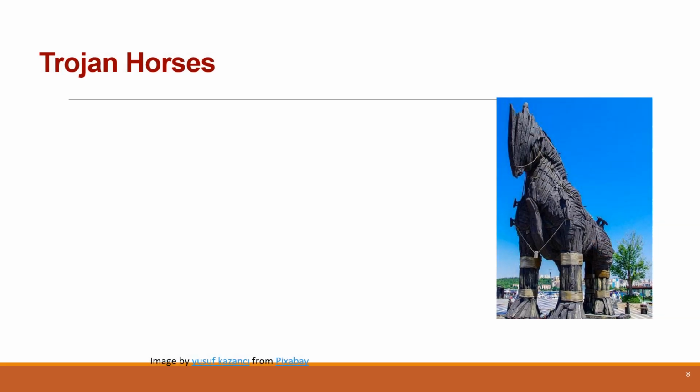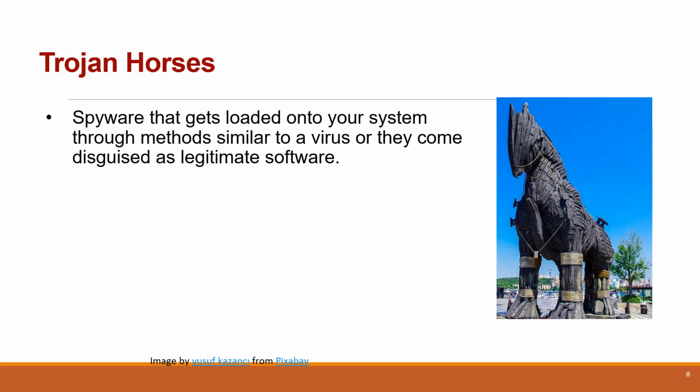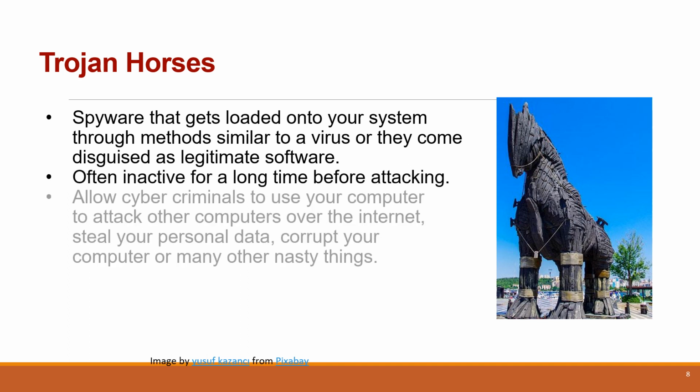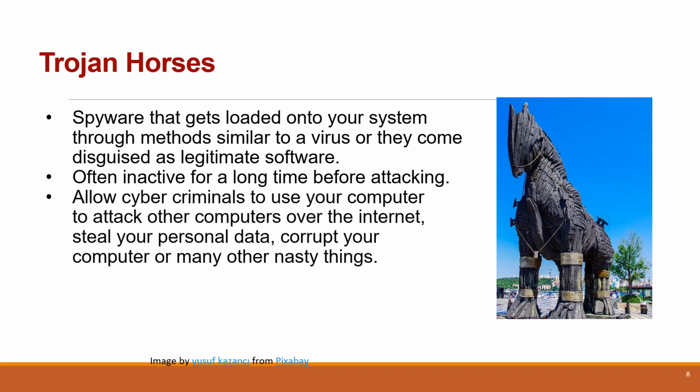Trojan horses are malicious software, often considered in the spyware category, that get loaded onto your system through methods similar to a virus, or they come disguised as legitimate software. They often do nothing for a long time, but when activated, they can do things similar to a virus. They can be used to allow cybercriminals to use your computer to attack other computers over the internet, steal your personal data, corrupt your computer, or many other nasty things.